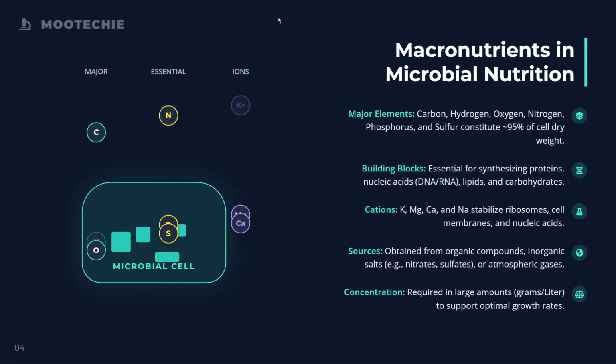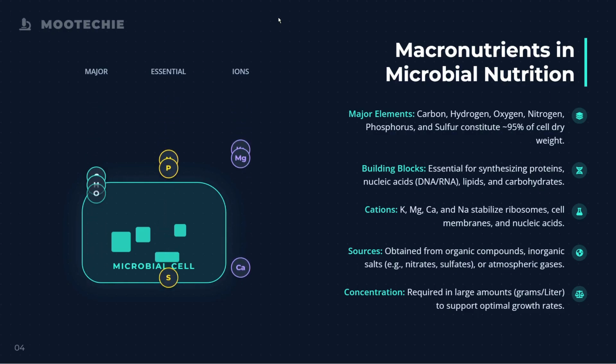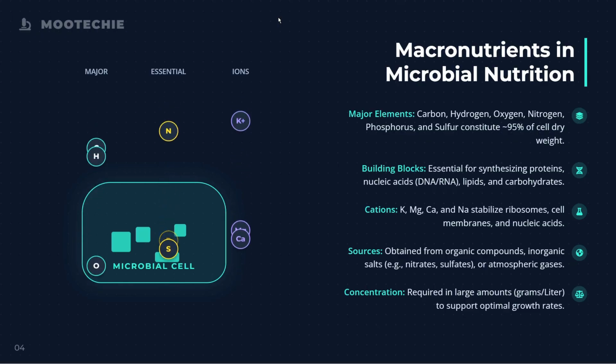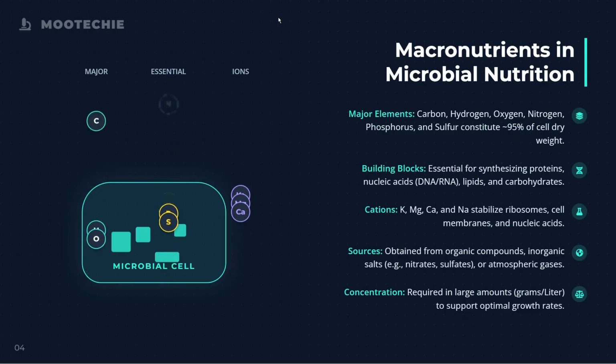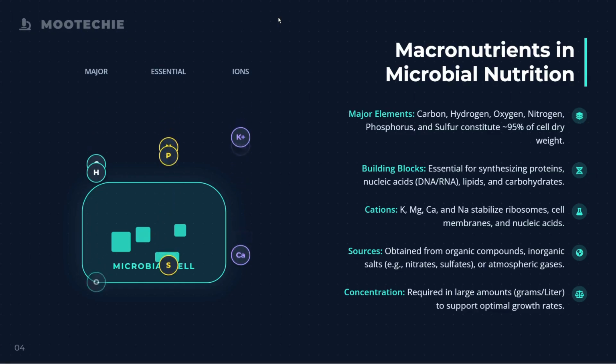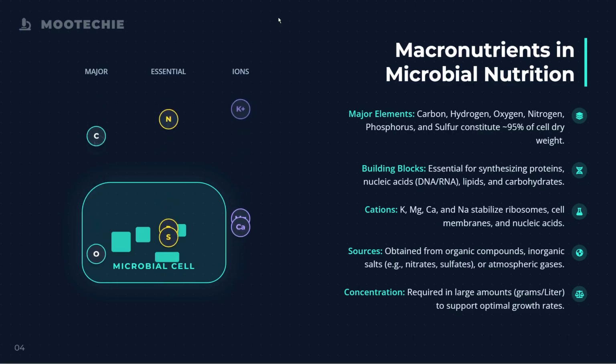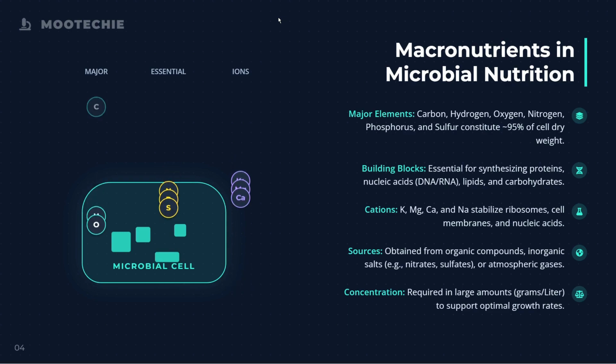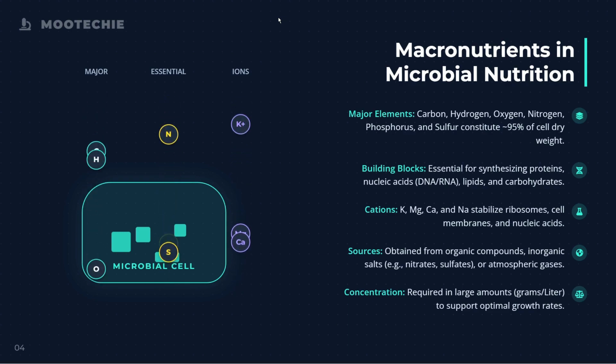Cations such as potassium, magnesium, calcium, and sodium play a different but vital role. They help stabilize structures like ribosomes, cell membranes, and nucleic acids. Microbes obtain these elements from various sources: organic compounds, inorganic salts like nitrates and sulfates, or even directly from atmospheric gases. Because they are used to build the cell itself, these macronutrients are required in large amounts, often in grams per liter, to support optimal growth.